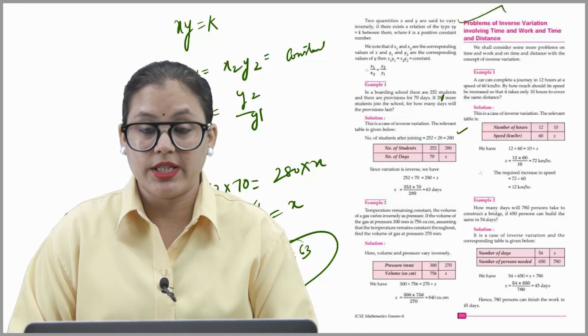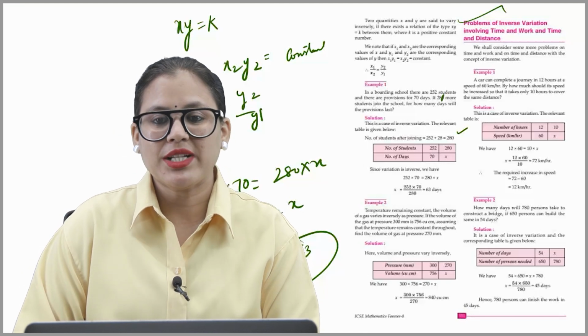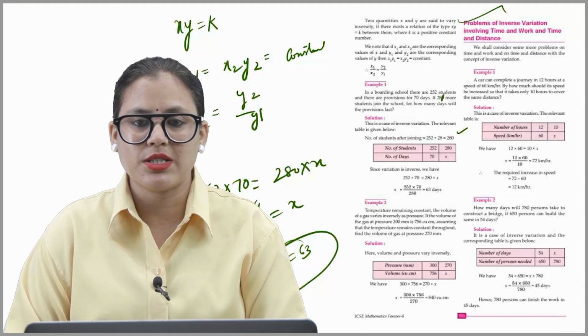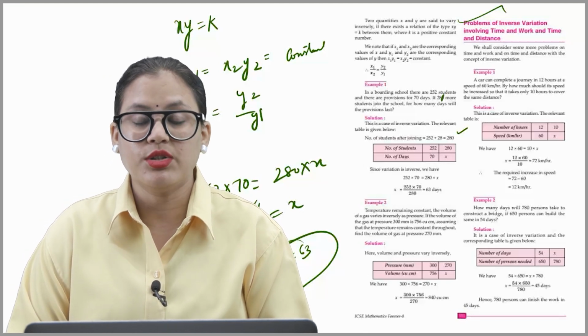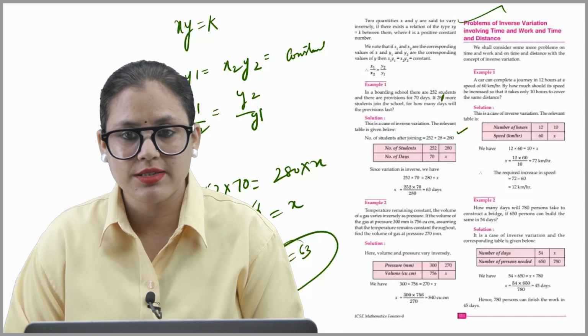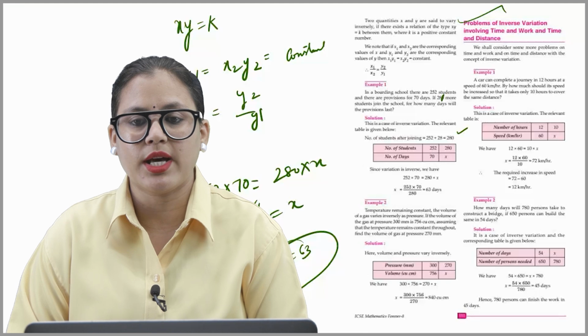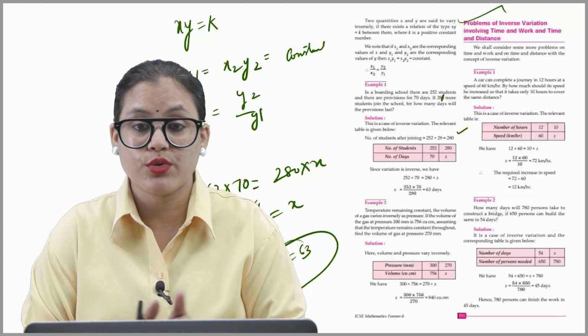Problems of inverse variation involving time and work and time and distance. We shall consider some more problems on time and work and on time and distance with the concept of inverse variation. Example 1. A car can complete a journey in 12 hours at a speed of 60 km per hour. By how much should its speed be increased so that it takes only 10 hours to cover the same distance? So, this is also a case of inverse variation.